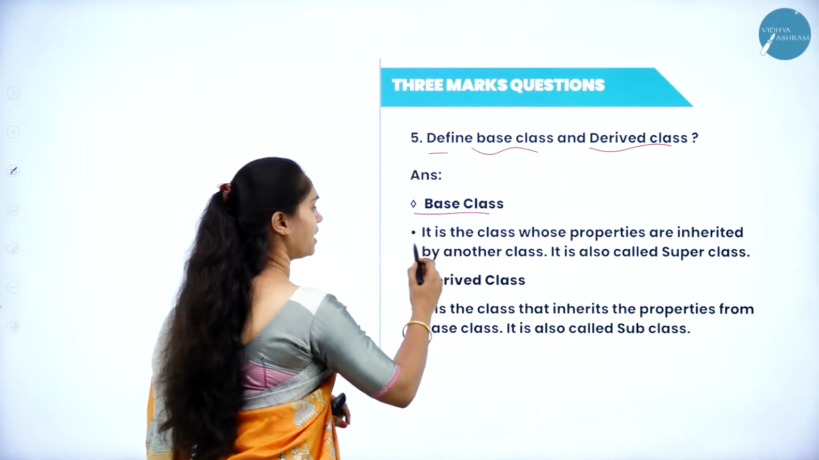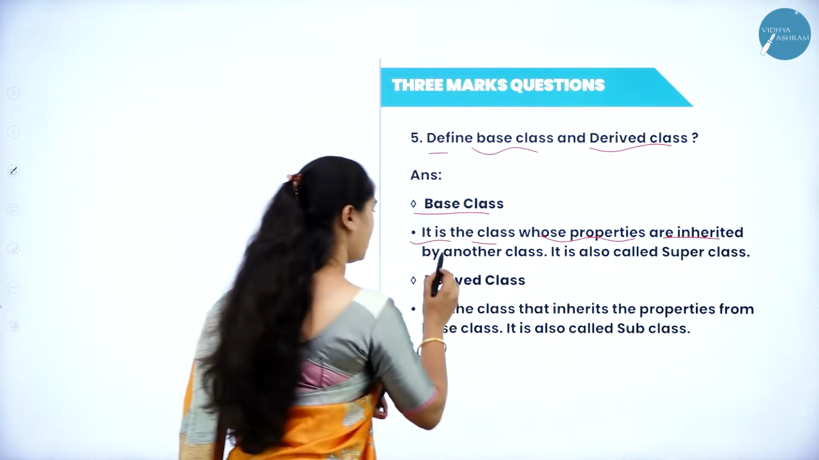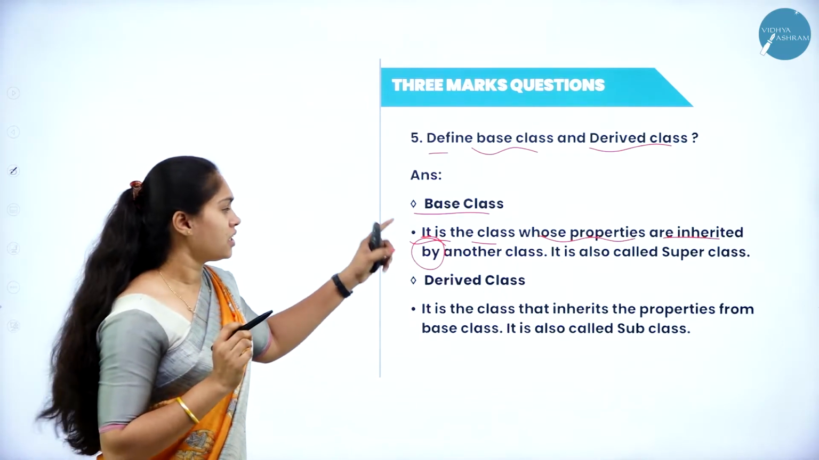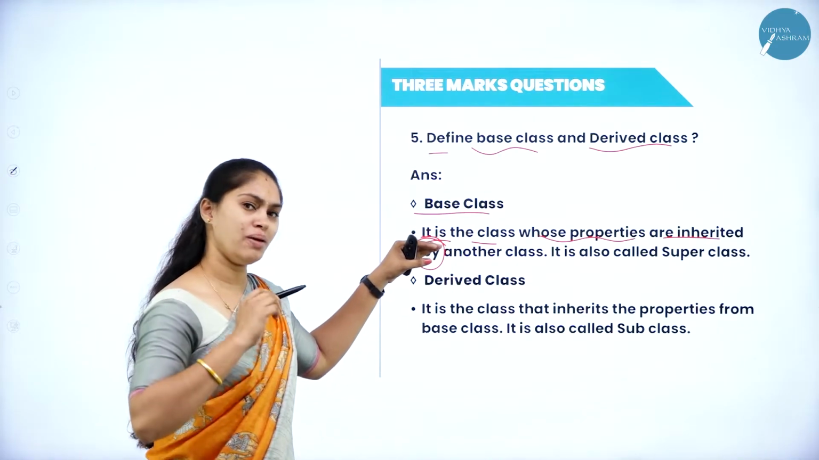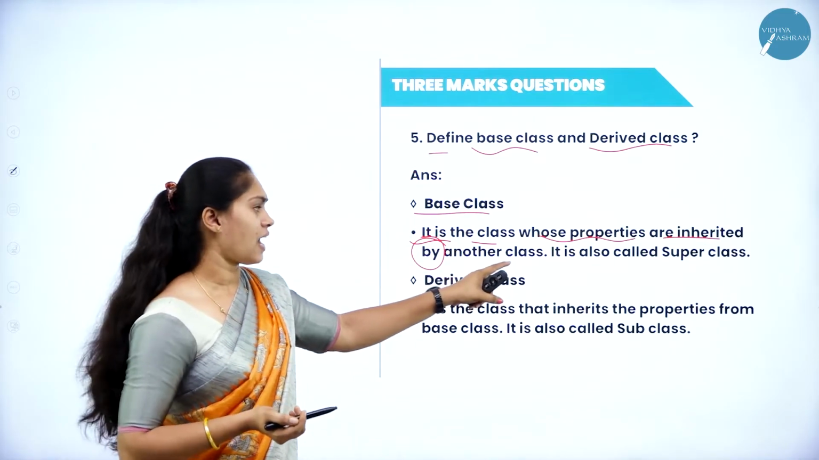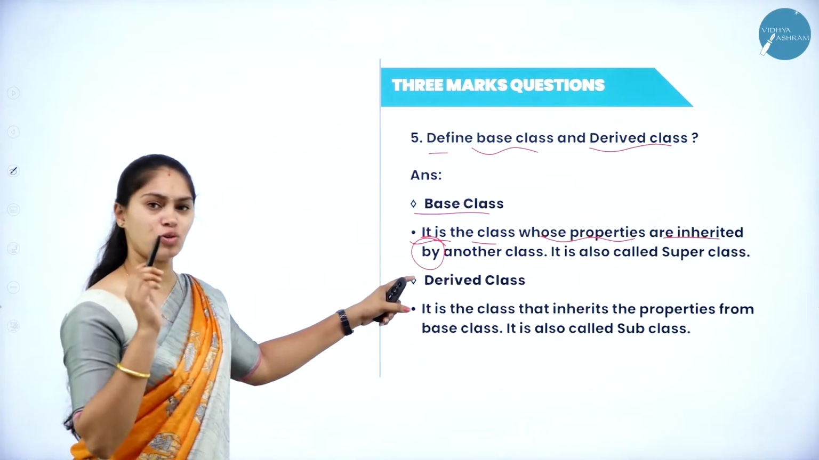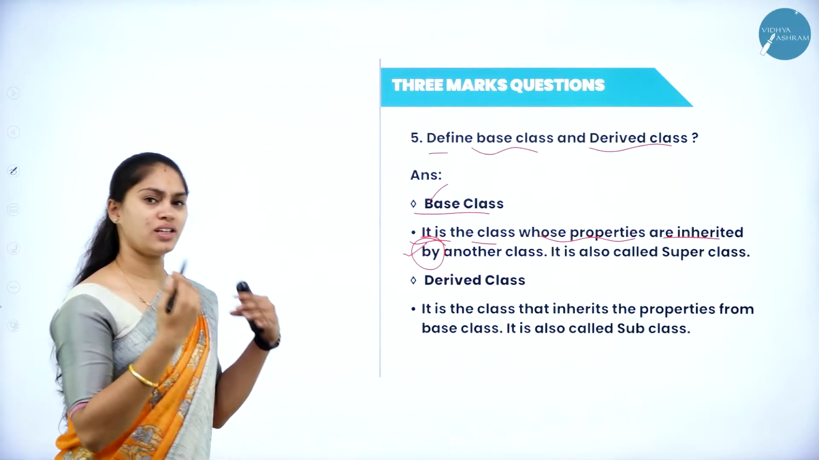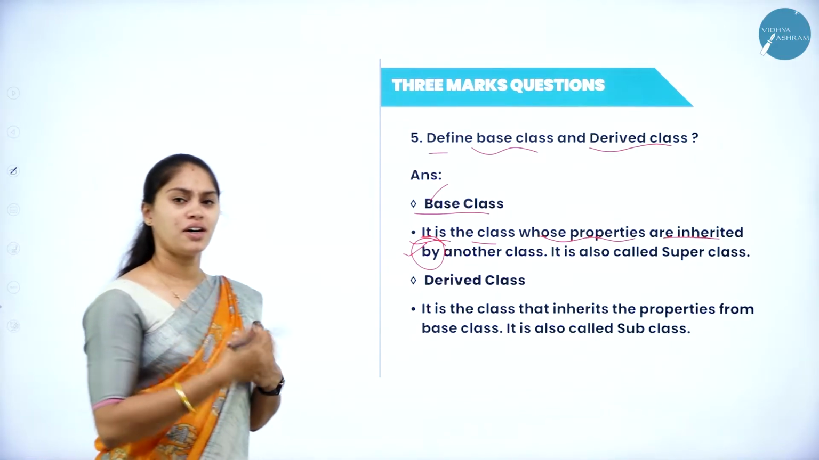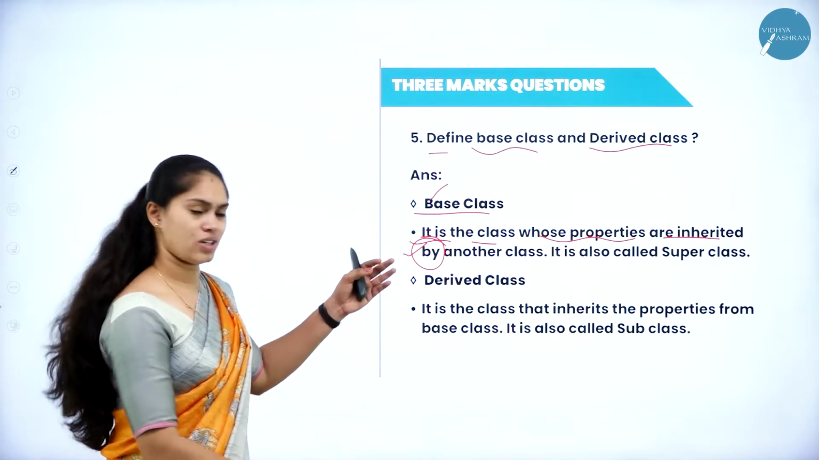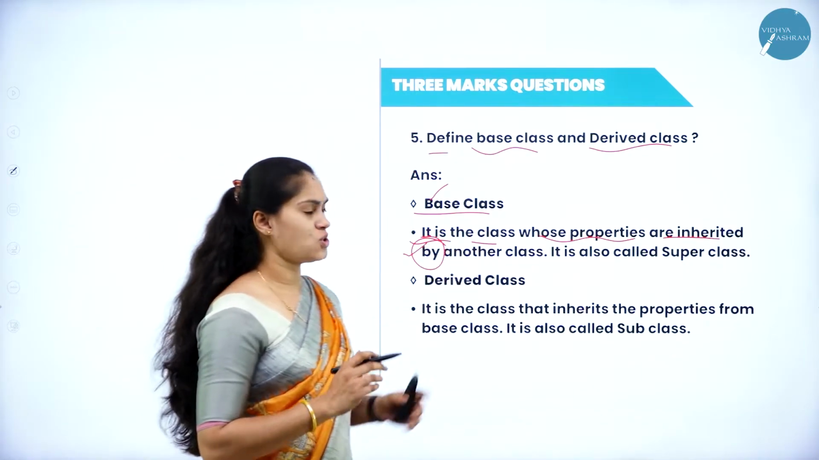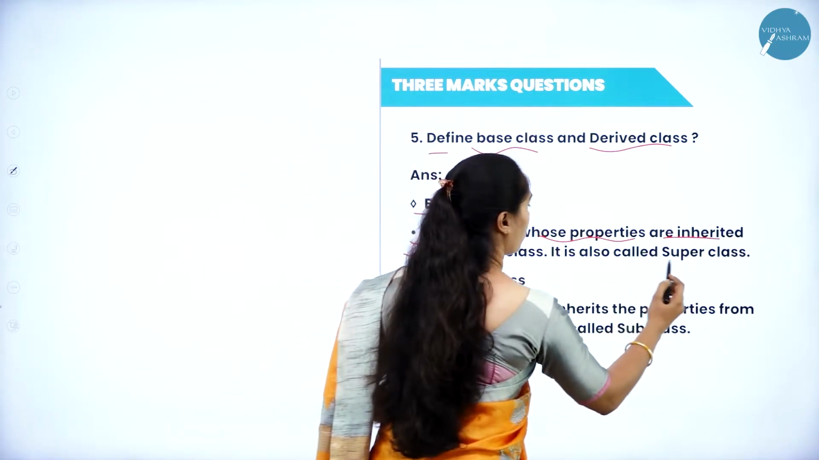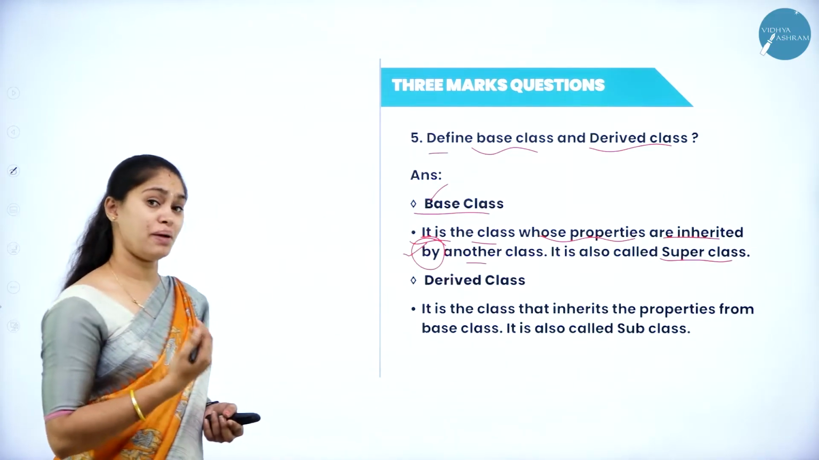Base class is nothing but a class whose properties are inherited by another class. You should never miss this keyword, "by". The content of this base class is going to be inherited by other classes, so it is mandatory to write this "by". Remember, base has a B, and here also "by". You have to use some tricks while writing the answer in order to get complete marks. So, it is a class whose properties are inherited by another class, and it is also called a superclass or parent class.